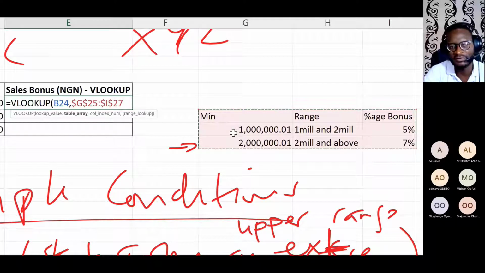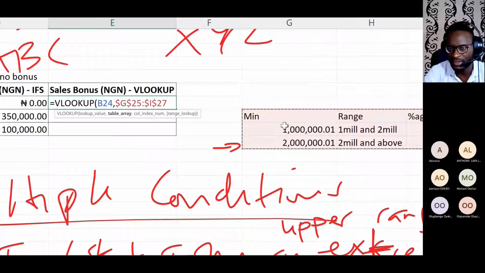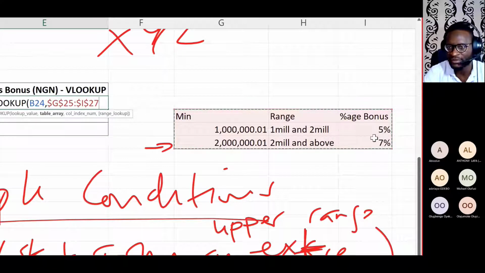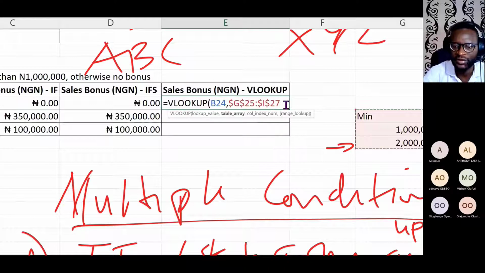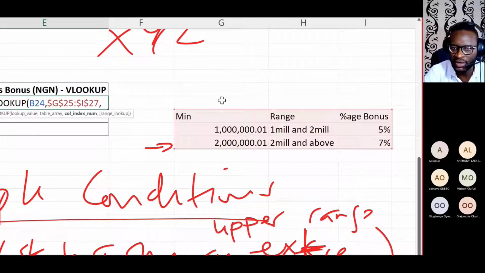Every other thing is kind of straightforward. So make sure you select that minimum. You might not even need the range, but you need the percentage because VLOOKUP needs to use that percentage to multiply the person's actual sales value. So now what I want is VLOOKUP should get for me column what? Column 1, 2, 3.